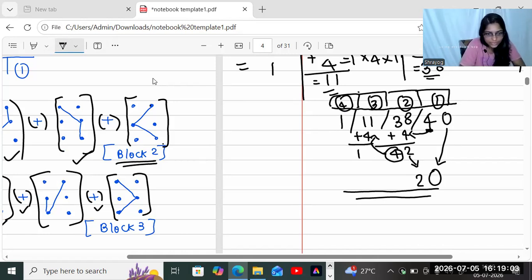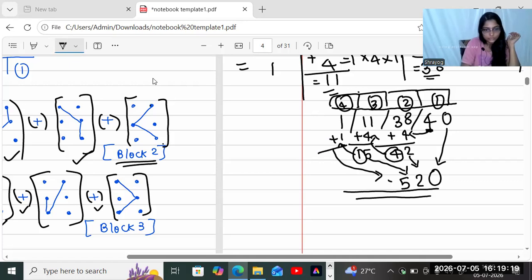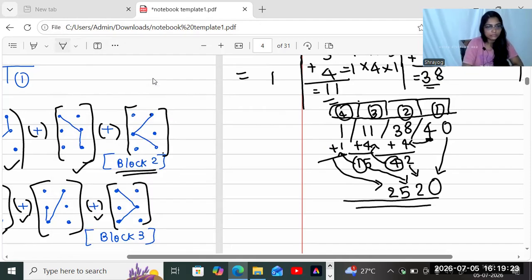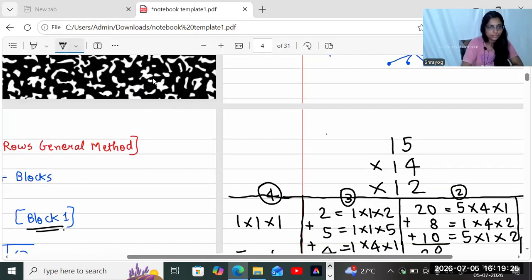11 plus 4, I get 15. The 5 of this particular 15, which is in the unit place, will be considered in the answer and this extra 1 gets added to the next block. Here 1 plus 1, 2, I'll write 2 here. So the answer for this particular multiplication, I get 2520. This is how you have to do.